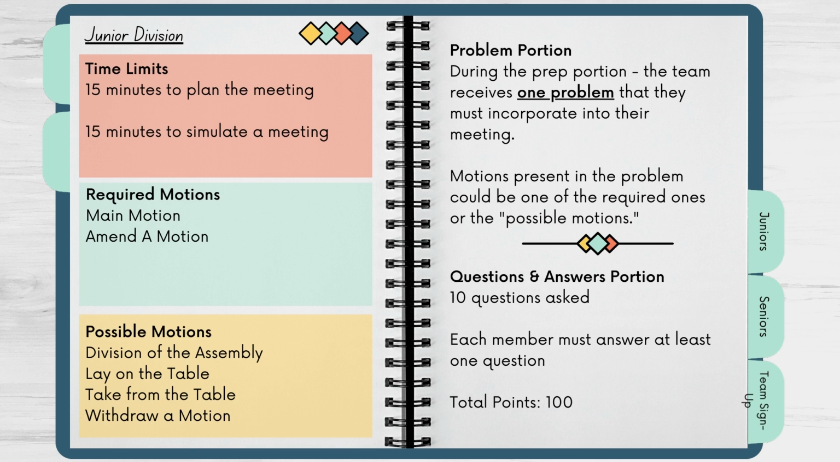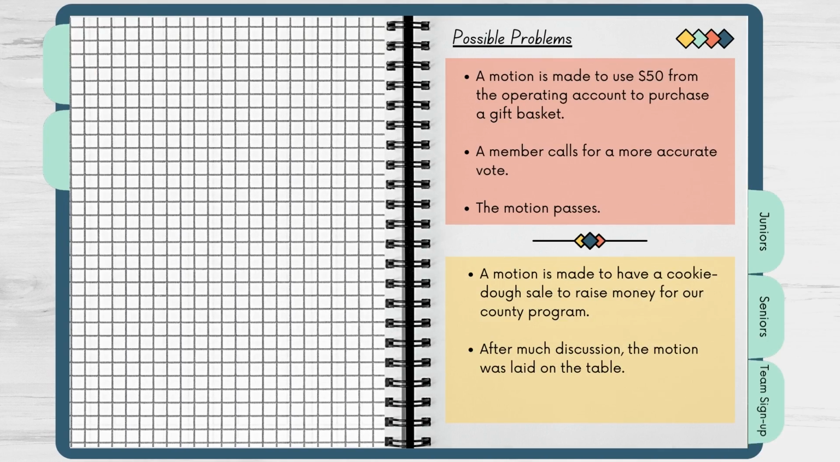During the prep portion, the team will receive 1 problem, and then they have to incorporate that into their meetings. The motions that could be in that problem could take care of their required motions, or it could be one of their new motions or their possible motions that aren't required. Following their 15-minute prep and 15-minute meeting, they'll then go into a question and answer portion. The kids are asked 10 questions. Each member must answer at least 1 question for a total value of 100 points.